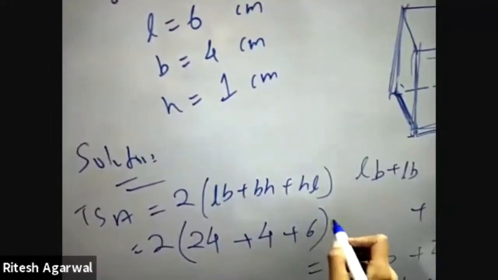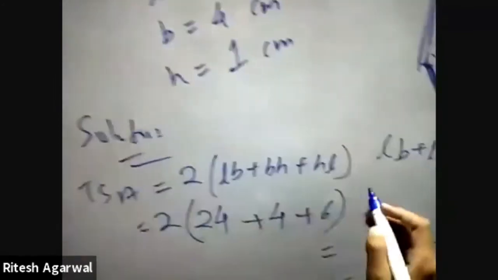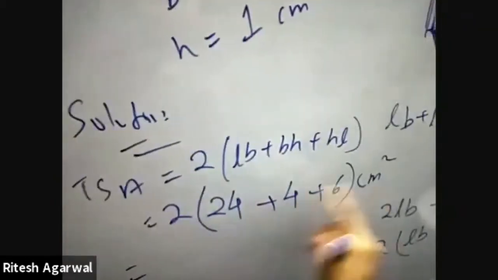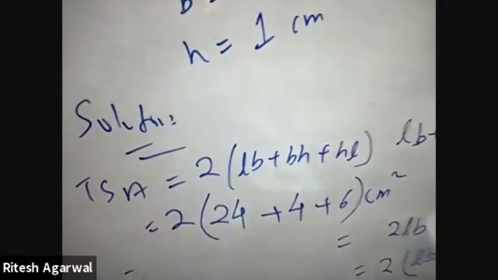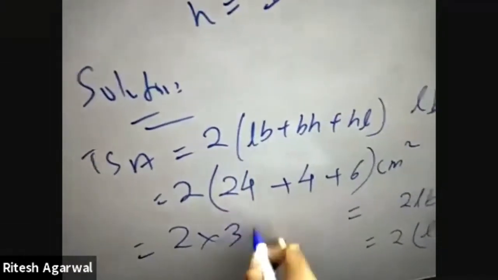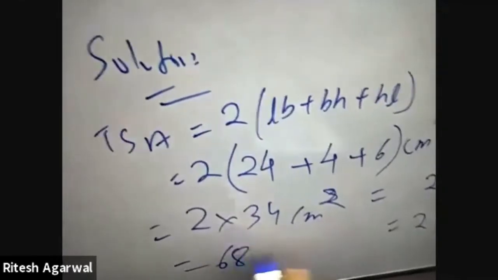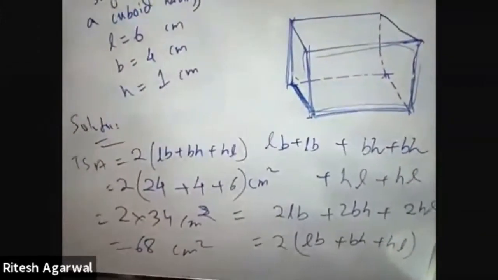And the unit here, because we are finding area and not volume, will be square centimeter, not cubic centimeter. Please add them first. So 6 plus 4 is 10. 10 plus 24 is 34. So we have 2 into 34 square centimeter, which is 68 square centimeter. Therefore, this is the answer of the total surface area of this cuboid.